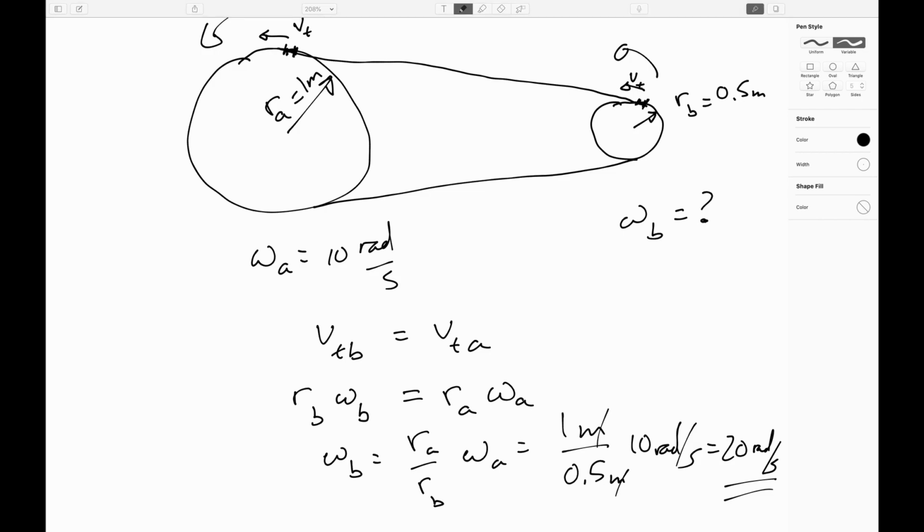Alrighty. So in the next video, we will start to take a look at centripetal acceleration and also talk a bit about fictitious forces for just a bit.